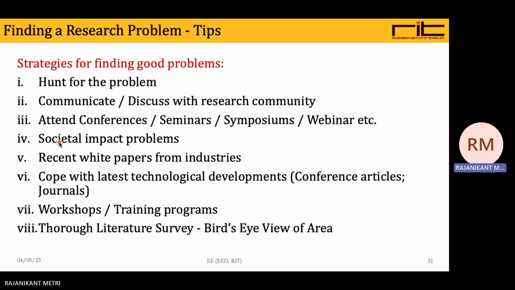Now the next one is societal impact problems. The problems that crop up every now and then in the news that have social impact are worth solving. For example, every year we see disasters due to floods or earthquakes, and there is also news that the quality of air is very poor in some cities. These societal problems come up every now and then in the news, so one can take up problems from this.